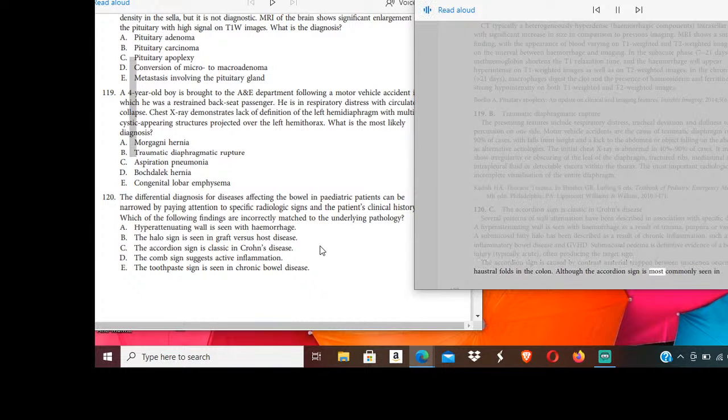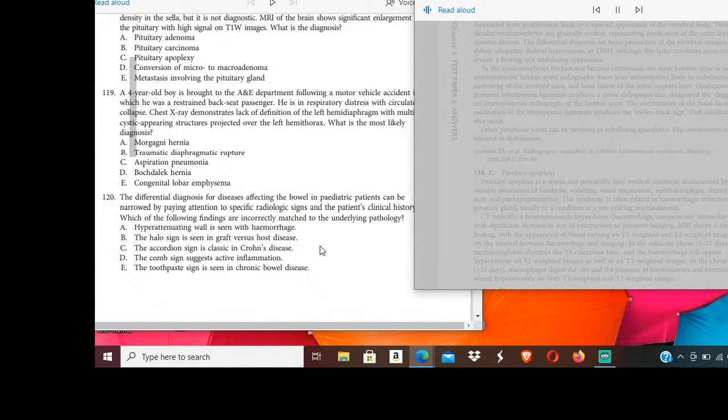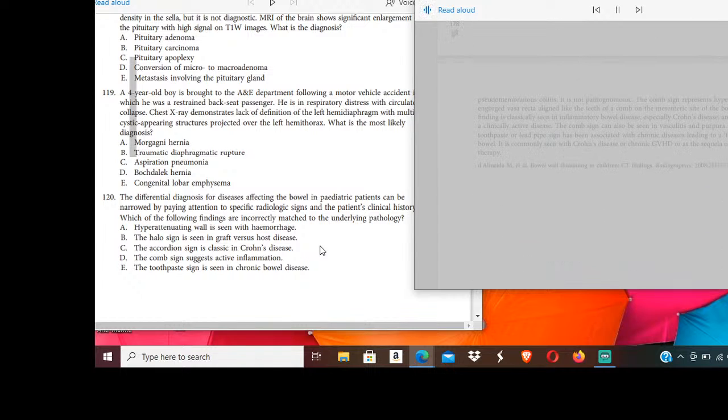Although the accordion sign is most commonly seen in pseudomembranous colitis, it is not pathognomonic. The comb sign represents hypervascular engorged vasa recta lined up like the teeth of a comb on the mesenteric side of the bowel. This finding is classically seen in inflammatory bowel disease, especially Crohn's disease, and suggests clinically active disease. The comb sign can also be seen in vasculitis and purpura. The toothpaste or lead pipe sign has been associated with chronic diseases leading to a featureless bowel. It is commonly seen with Crohn's disease or chronic GVHD, or as the sequela of radiation therapy.